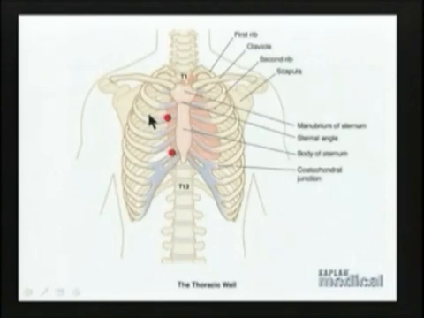The upper left corner of the heart is behind the 2nd costal cartilage, about a half an inch to the left of the sternum. And then the lower left corner is in the 5th intercostal space at a point that would be approximately at the midclavicular line, which is about 3.5 inches from the sternum. So the 5th intercostal space at the midclavicular line would be the lower left corner, which is also called the apex.